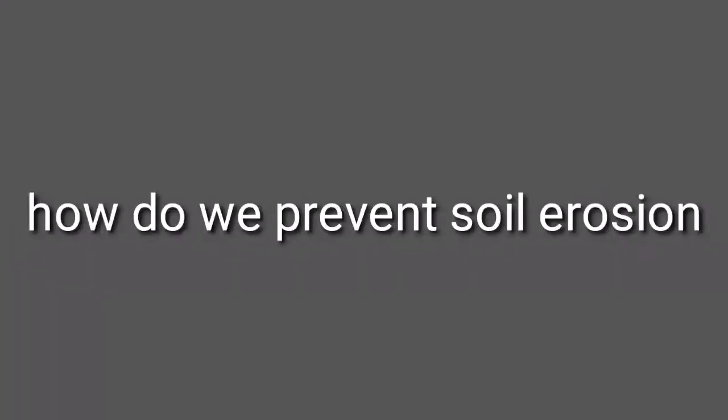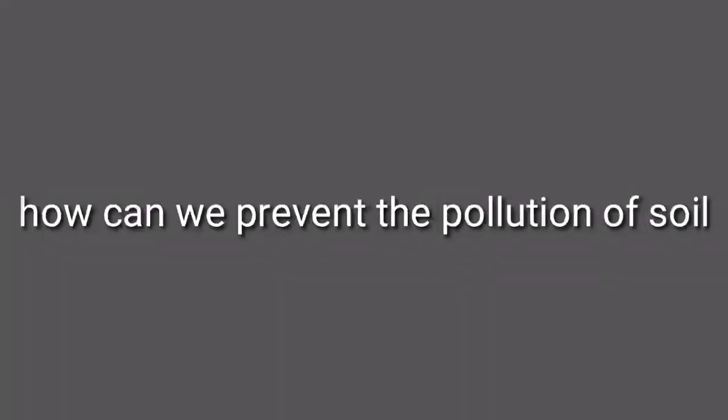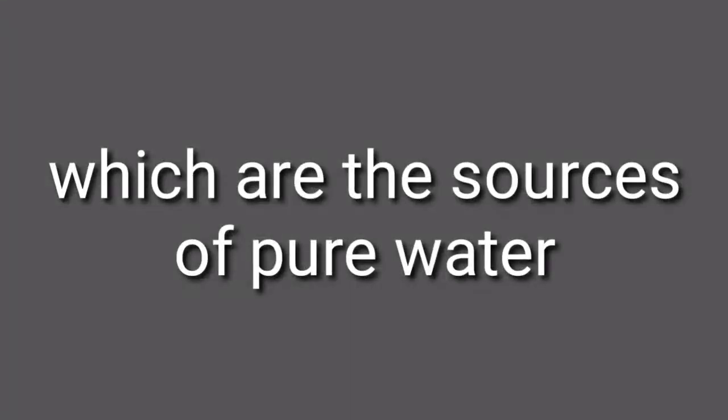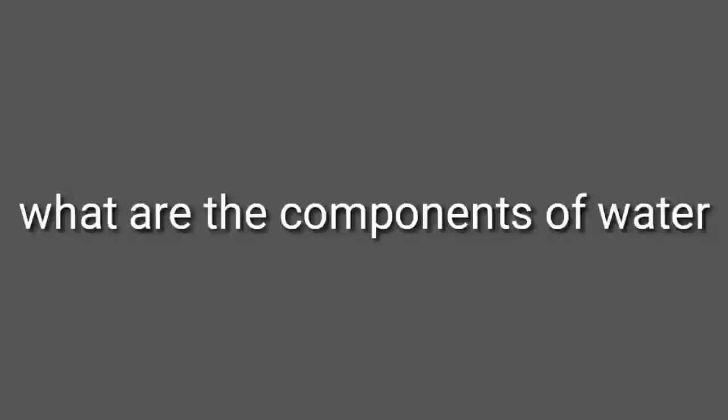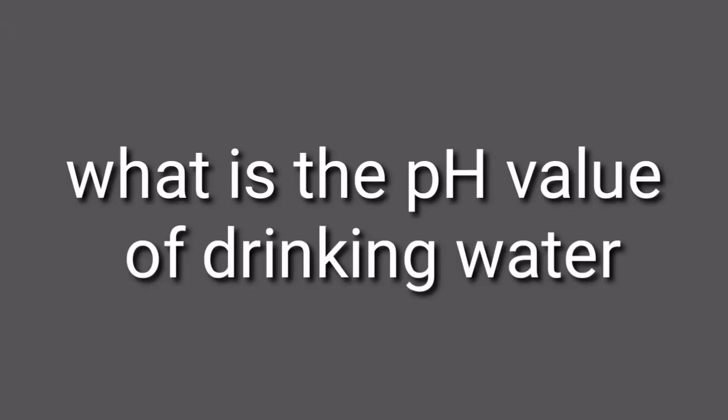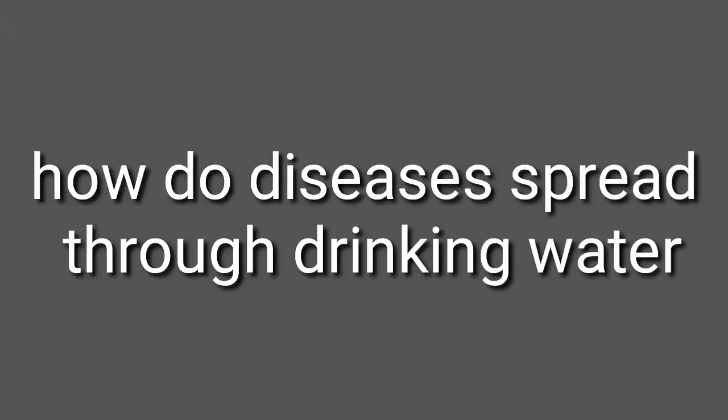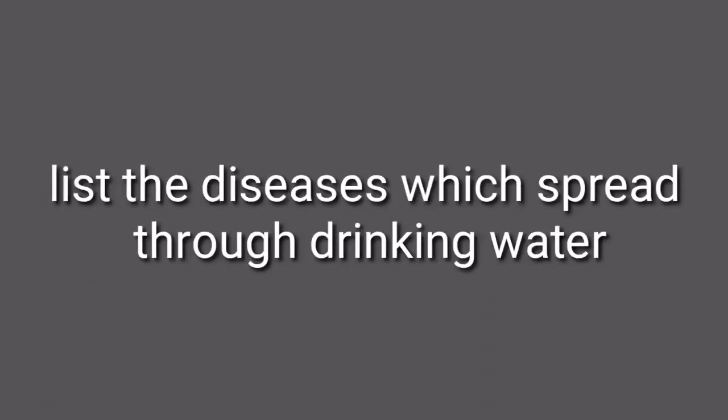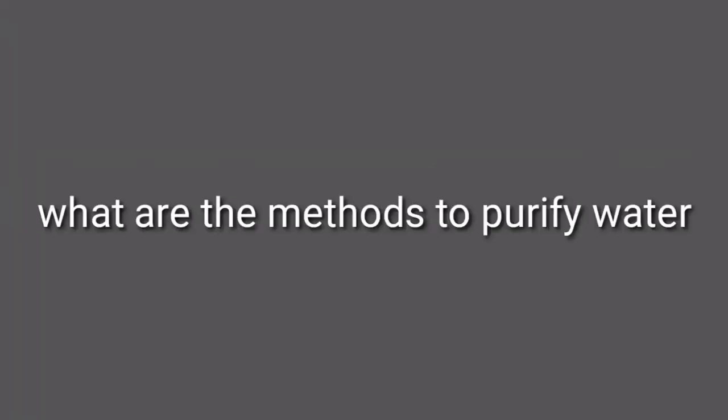15. How does soil get polluted? 16. How do we prevent soil erosion? 17. How can we prevent pollution of soil? 18. What are the sources of pure water? 19. How does water get polluted? 20. What are the components of water? 21. What is the pH value of drinking water? 22. How do diseases spread through drinking water? 23. List the diseases which spread through drinking water. 24. What are the methods to purify water?